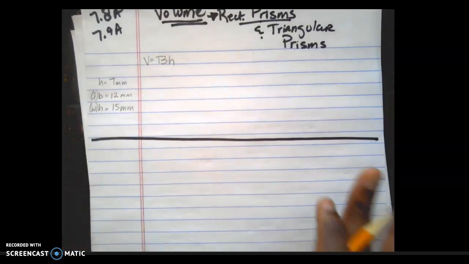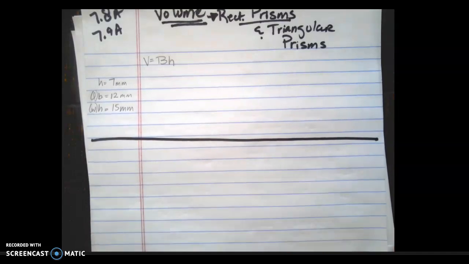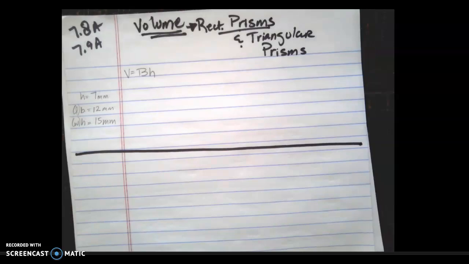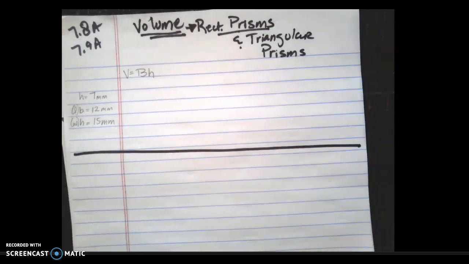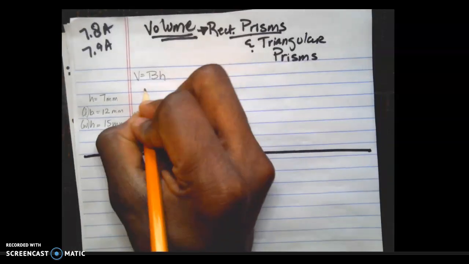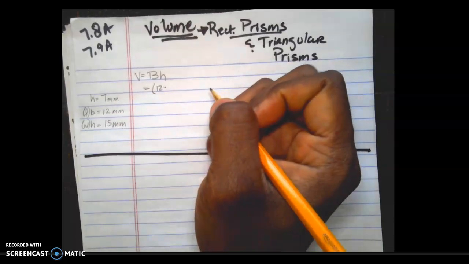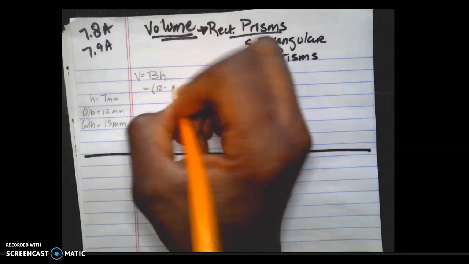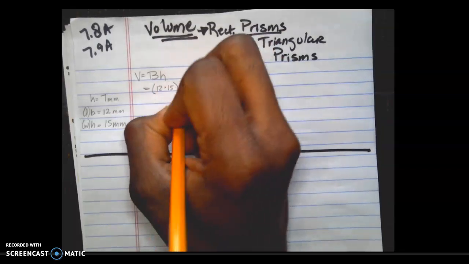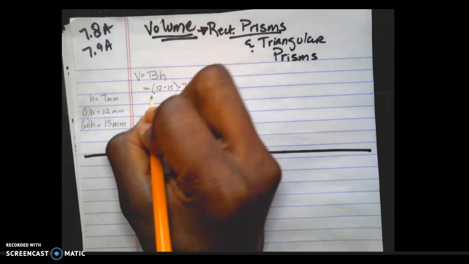Now remember, it is super important that you go and lay out all of your dimensions, so you're not having to keep going back and forth to the shape over and over. So the volume. Again, I'm going to set this up, and I'm going to leave my unit of measure behind for just a moment. I know that this is 12 times 15 times 7.